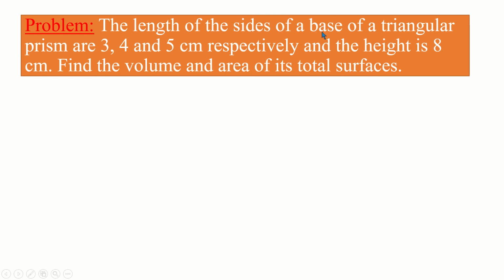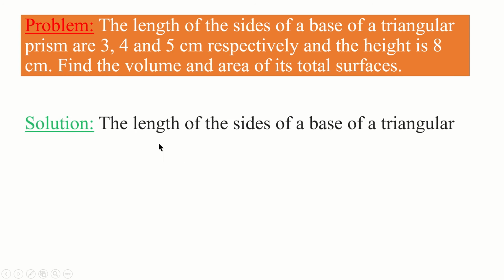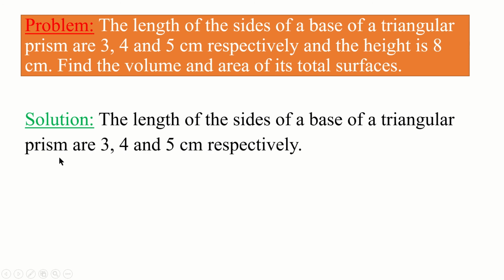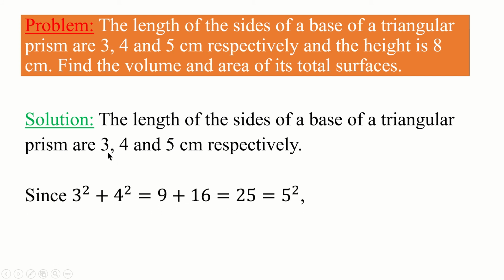Problem: the lengths of the sides of the base of a triangular prism are 3, 4 and 5 cm respectively, and the height is 8 cm. Find the volume and area of the total surfaces. Solution: the lengths of the sides of the base of the triangular prism are 3, 4 and 5 cm respectively. Since 3 square plus 4 square equals 9 plus 16, equals 25, equals 5 square. That means base square plus perpendicular square equals hypotenuse square. So the base of the prism is a right angled triangle.